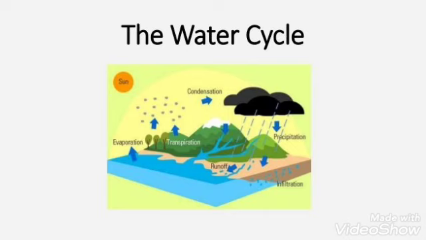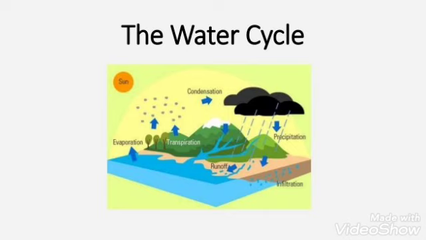So let us try to understand the different processes that are involved in this water cycle. So dear students, the first process that is included in the water cycle is evaporation, and along with evaporation we can also say transpiration helps. So evaporation and transpiration are the two processes which start the water cycle.